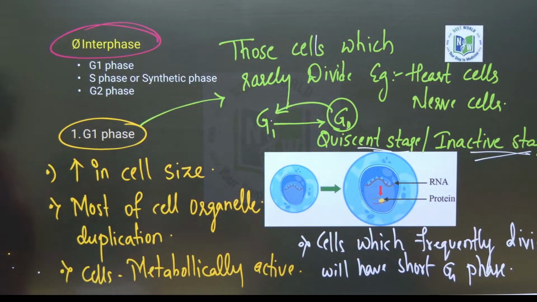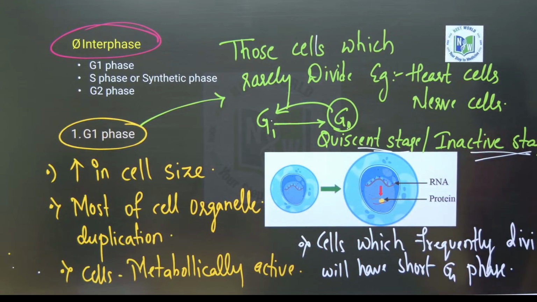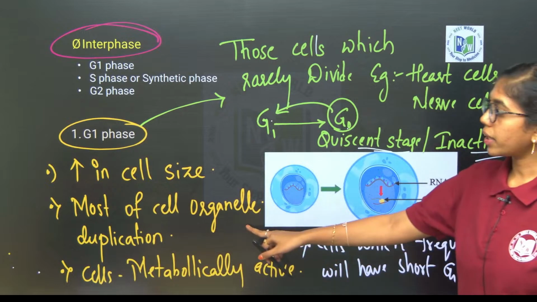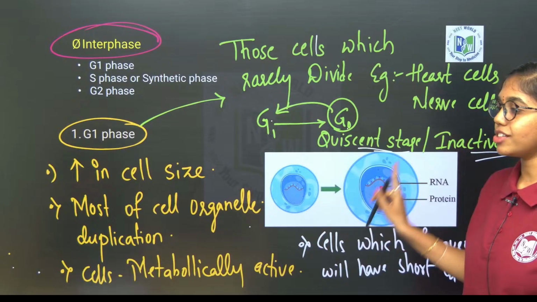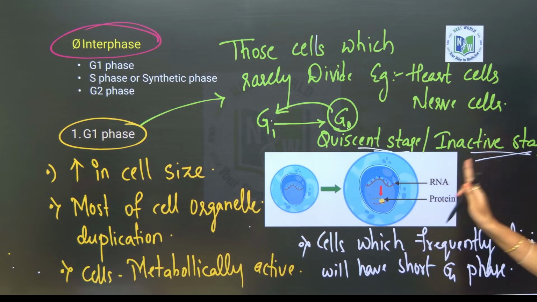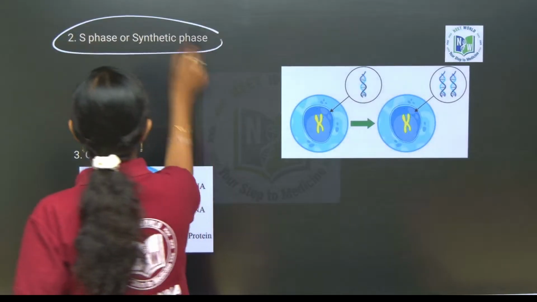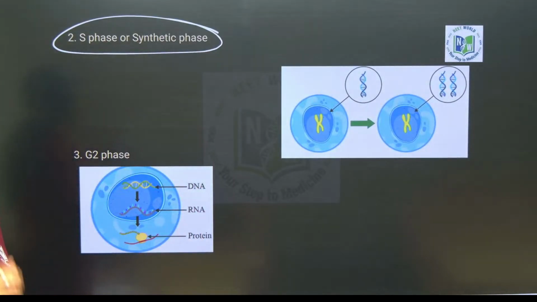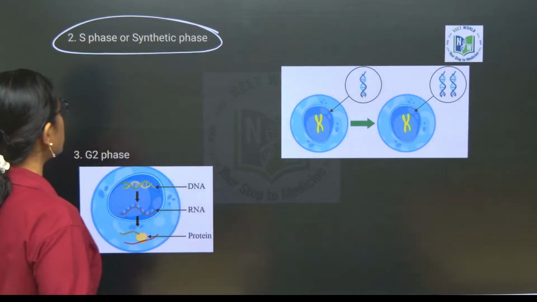Fine. Next is your S phase, which is very important. Not just most of the organelle duplication, most of the cellular constituents are also synthesized and duplicated in the G1 phase. Clear, right? All the events of G1 phase are clear to you? Next is S phase. S phase is also called the synthetic phase. There are two major events that are happening in the S phase.